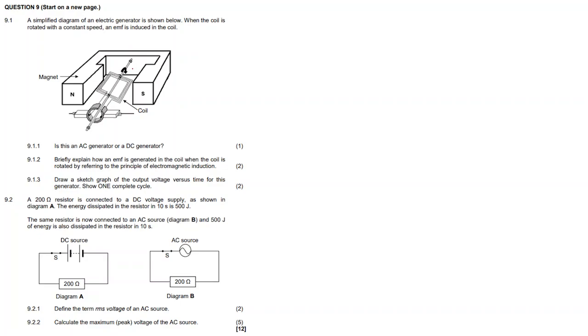Hi guys, today we're going to be looking at a question on electromagnetics. A simplified diagram of an electric generator is shown below. When the coil is rotated at a constant speed, an EMF is induced in the coil.